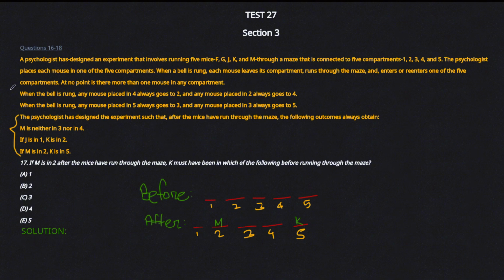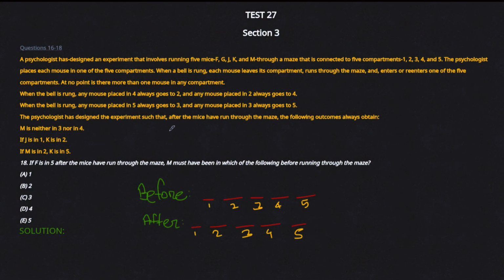Now let's go over these two conditions that we're provided with. When the bell is rung, any mouse placed in 5 always goes to 3, and any mouse placed in 3 always goes to 5. So we see here, after the race is completed, K is at number 5. By that logic, any mouse placed in number 3 always goes to 5. So K must have been at number 3 before running the maze. So the answer will be 3.